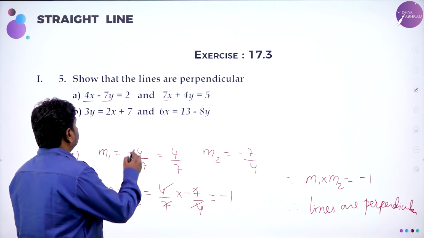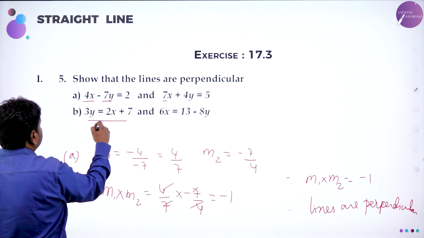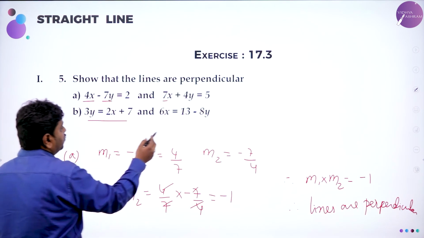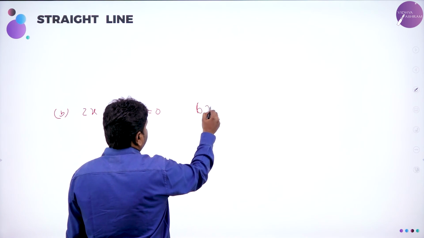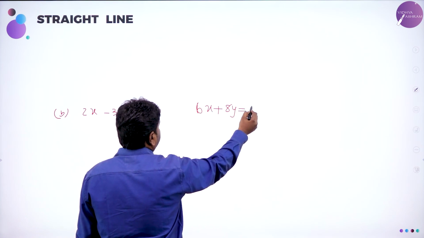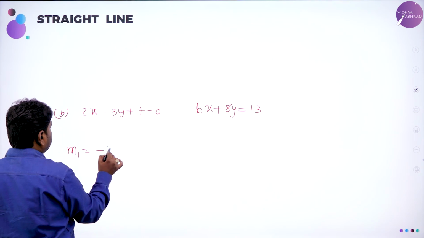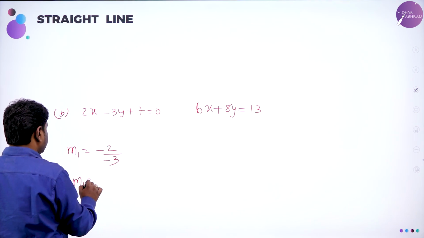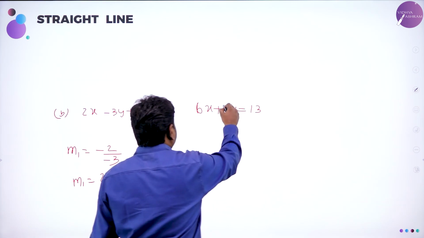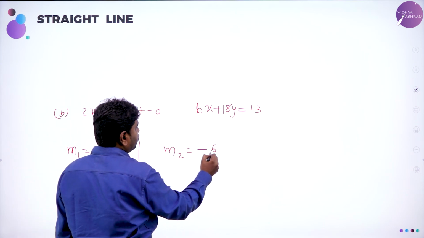Next we have the other set, that is 2x. We'll rearrange. Can I write B as 2x minus 3y plus 7 equal to 0 is the first line, and the second line is 6x plus 8, minus 8y becomes plus 8y is equal to 13. Now minus a by b, m1 is what? Minus a by b, minus 2 by minus 3, that is m1 is 2 by 3. See here, dear students, this is 18y, so it will become plus 18y. So m2, you find, m2 is minus a by b, minus 6 by 18.